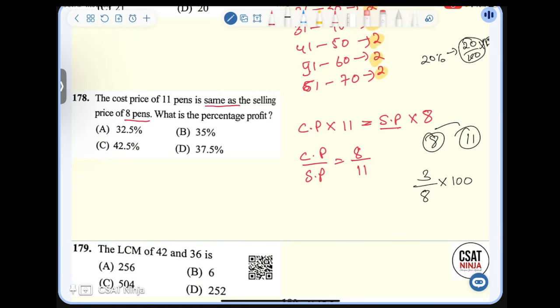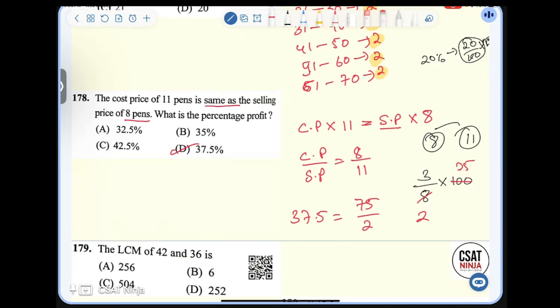So this is the fraction here. 3 by 8 is the fraction, and I want my answer in terms of percentage. That's the reason why I'm multiplying by 100 here. So 4 into 25, 25 into 3 is 75. 75 divided by 2 will be 37.5. So the answer is 37.5%. Okay with this?